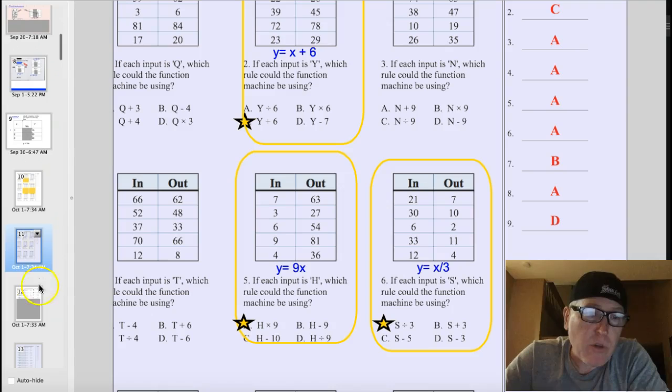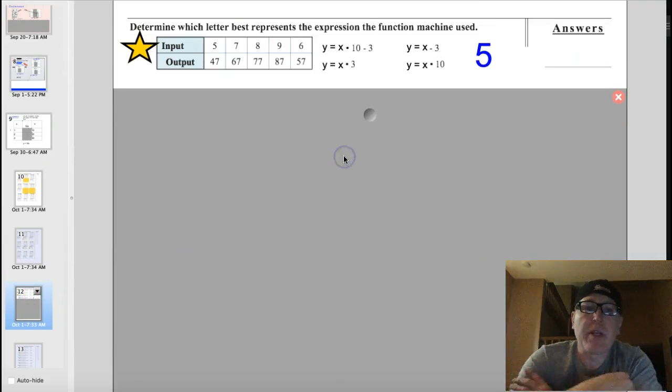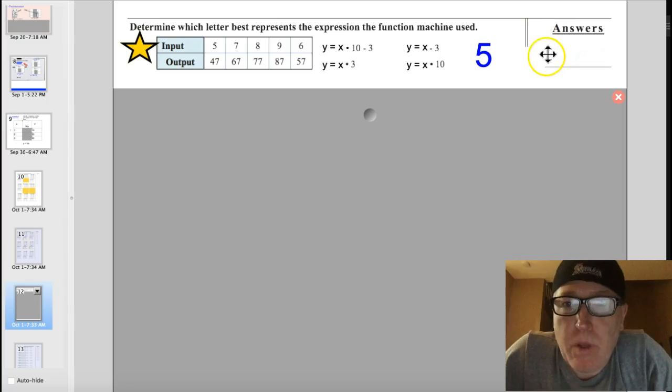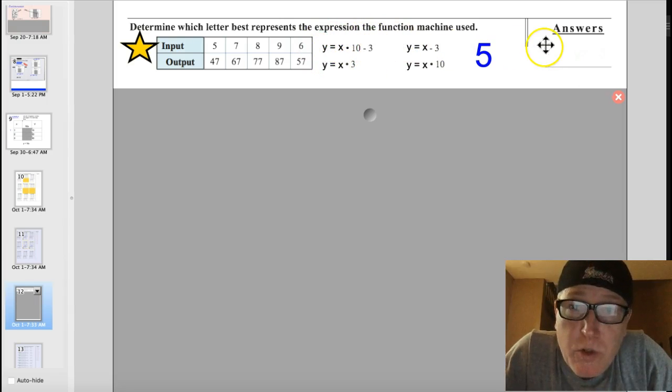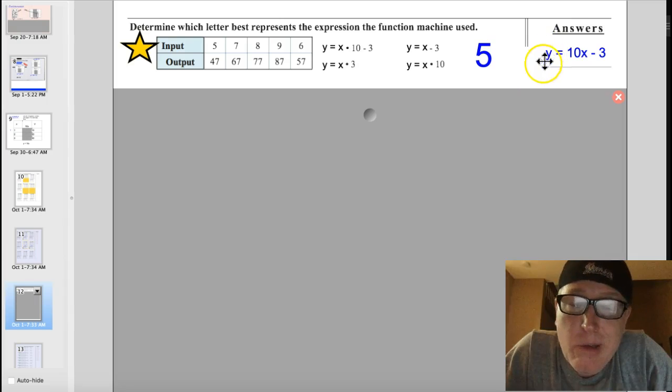All right, let's go back and try 4 more. We'll just do this one to begin with. Go ahead and give this a shot. Now I'm giving you multiple choice. See if you can choose the correct one. All right, well, this one here, it looks like they're taking this times 10 minus 3. This would be the correct multiple choice one. A math guy would write it like this: y equals 10x minus 3. So I'm trying to get you to go from here to the math way.